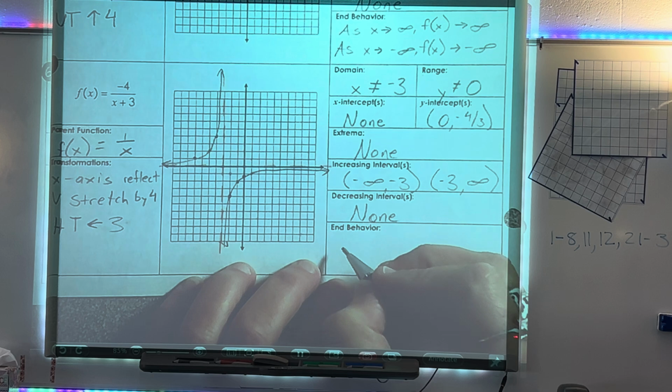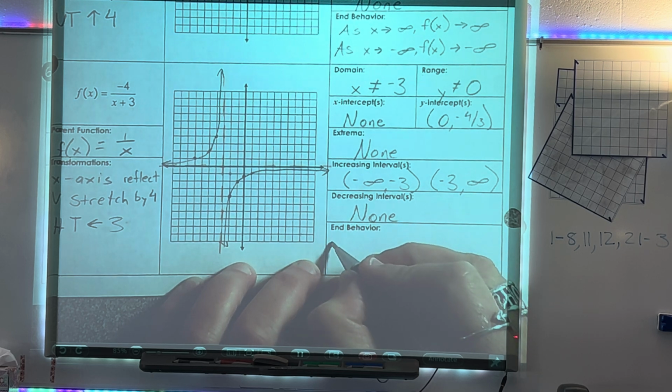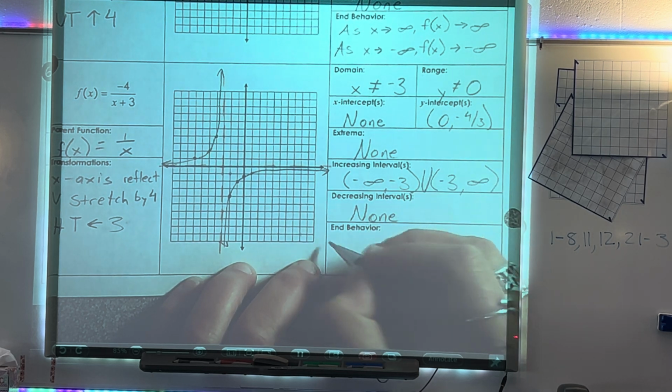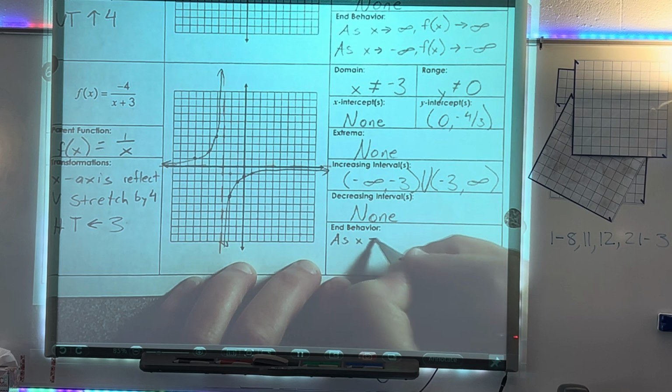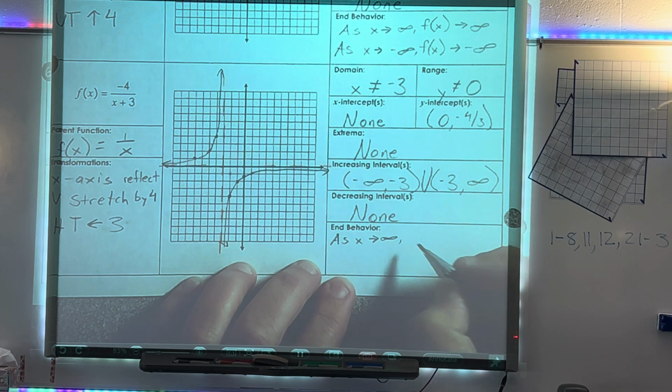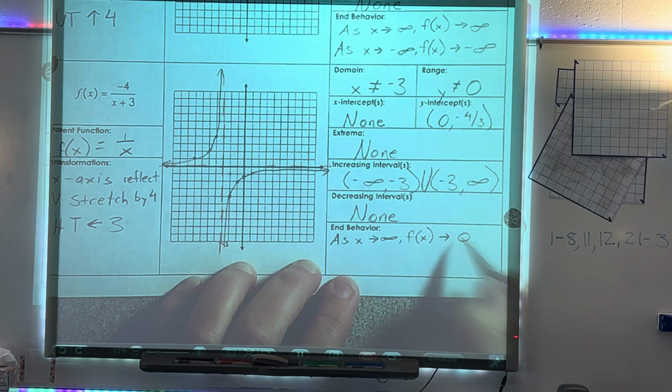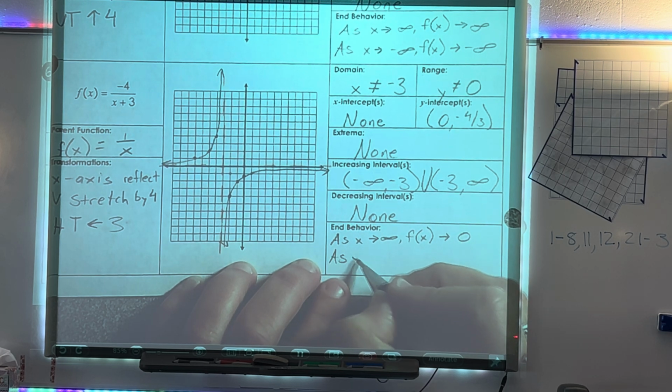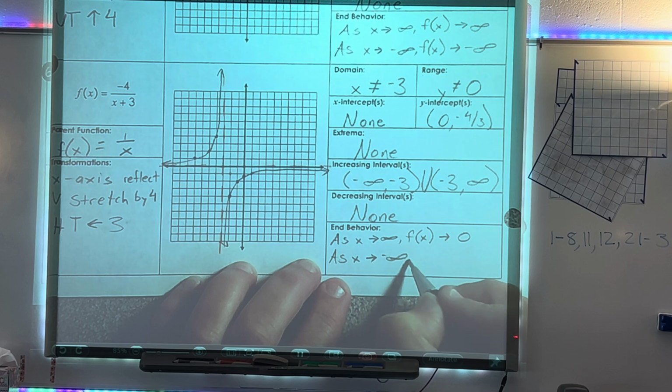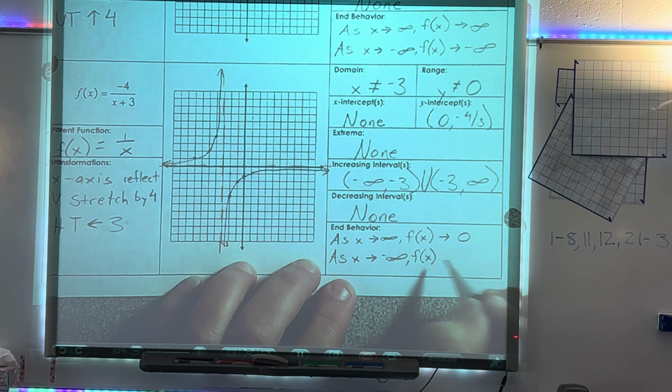Any behavior, what'd you say, Riley? So it's a union, maybe? Yeah, it'd be in there. As x approaches infinity, f of x approaches that horizontal asymptote, which is at 0. As x approaches negative infinity, f of x approaches that same horizontal asymptote on the other side.